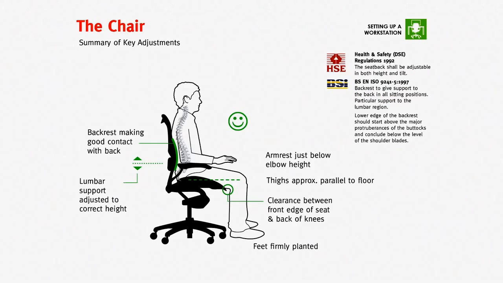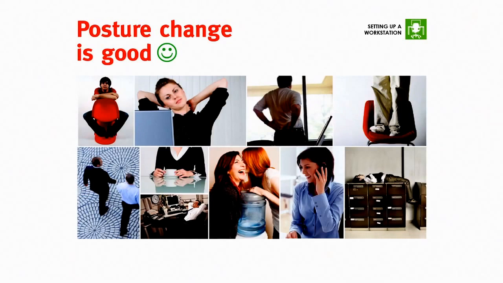So, to summarize, the key adjustments that should be considered when choosing a chair are the adjustability of the backrest, the height of the seat, the depth of the seat, the degree of back support and the ability to recline, and the adjustability of armrests. It should be noted that even in the best set-up workstation with the best chair, the most important factor in reducing the risk of health problems is frequent change of posture.